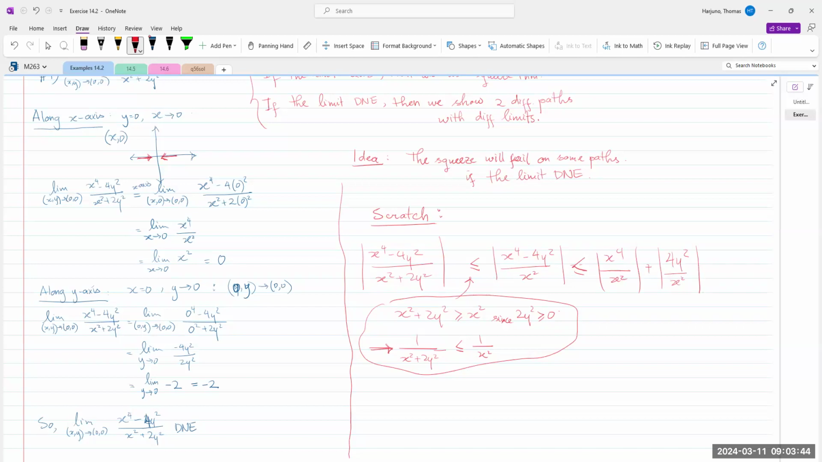Okay, now I know this is equal to x squared, right? Plus 4y squared over x squared. But when x goes to 0, this goes to 0. But it depends on the y's there. X and y go to 0, but this will go to 4 when y equals x. You see that?